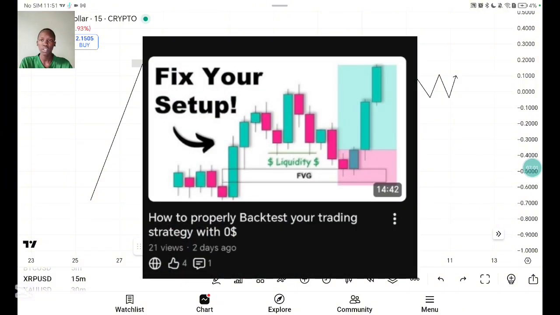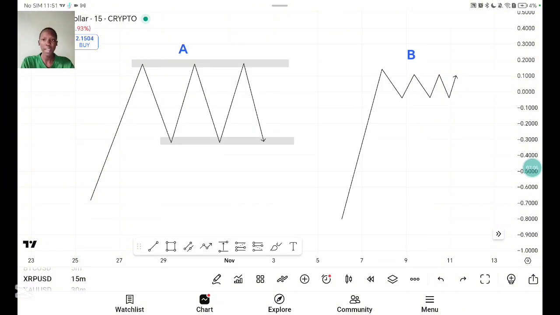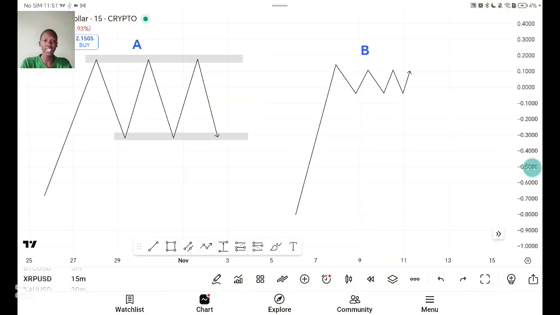And third of all, consolidation A takes much more time. It consolidates longer than B. Like B will consolidate for a few minutes, while A will consolidate for hours. And this is a disadvantage for traders who are working. So this strategy works if you are still schooling.